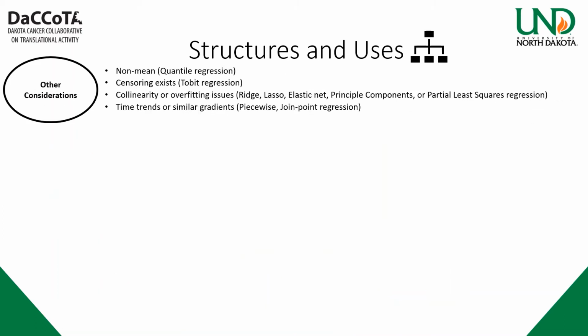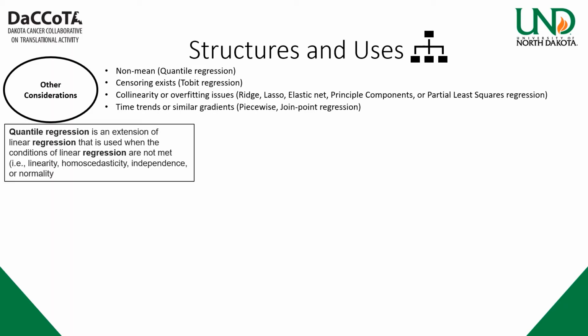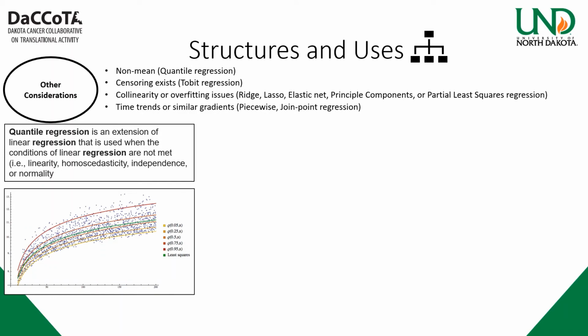Now, some other considerations. Perhaps you don't want to actually look at means. You can use quantiles. It's an extension of linear regression, especially when the typical regression's assumptions are not met. You can actually look at quantiles. Like median is by default the 50th quantile, but you can look at other quantiles, and it will still give you a lot of interesting information.